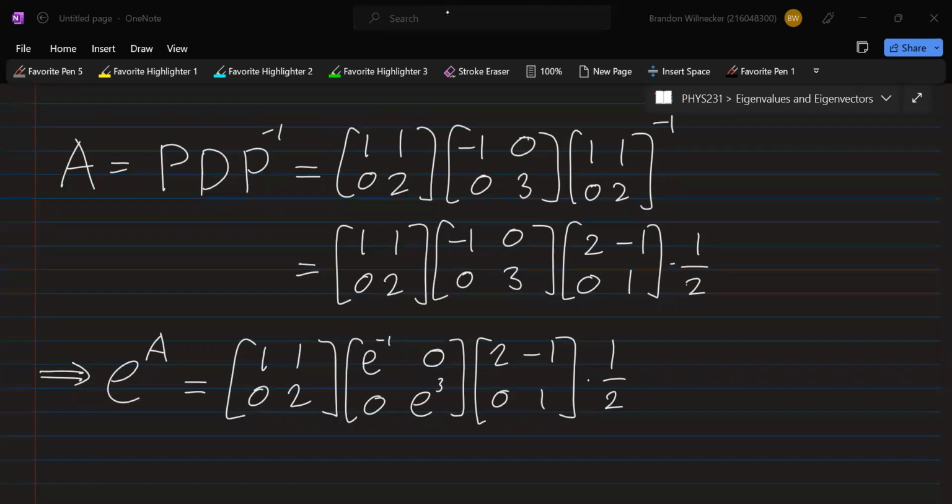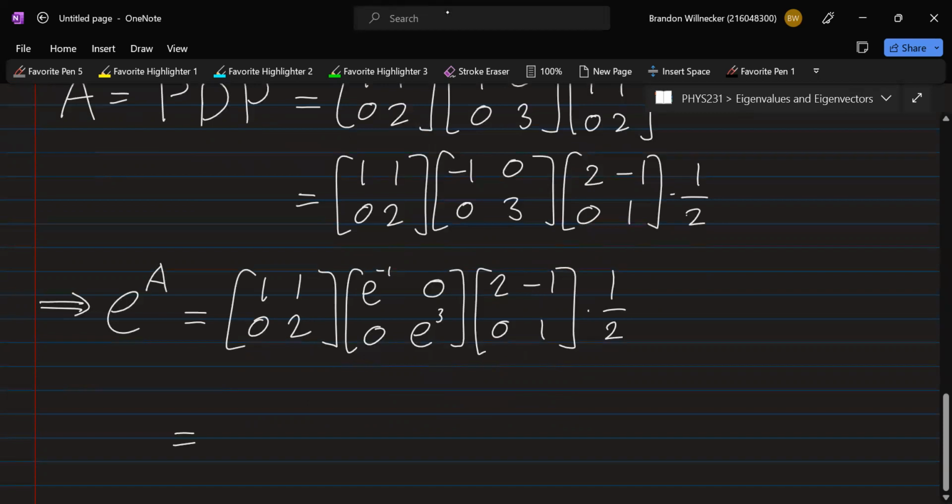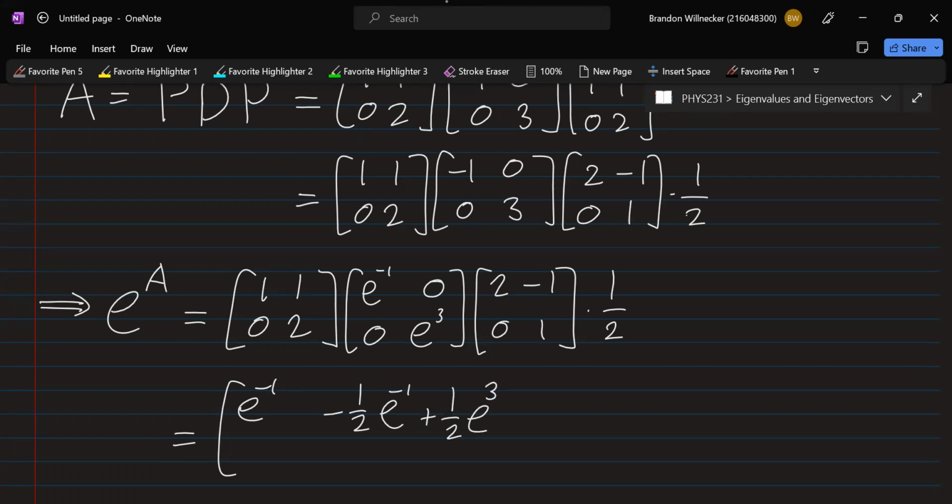All we need to do now is multiply everything together if we want this to be a single matrix. That's pretty easy to do. It's just matrix multiplication with 2 by 2 matrices. And we end up with e to the minus 1, minus 1/2 e to the minus 1 plus 1/2 e to the 3, 0, and e to the 3. So not the nicest looking matrix, but that is the exponential of the matrix A.